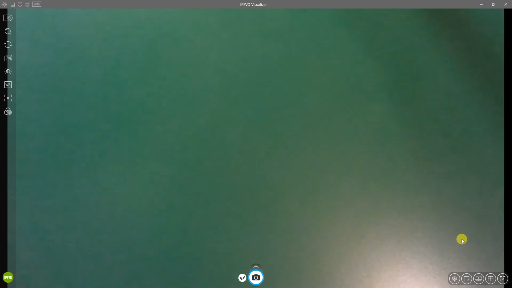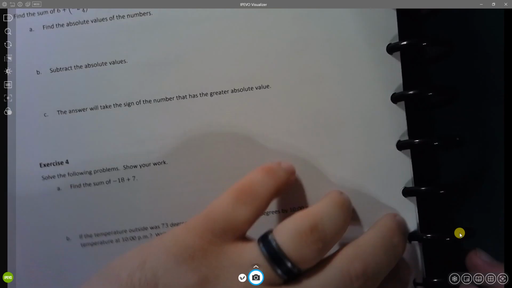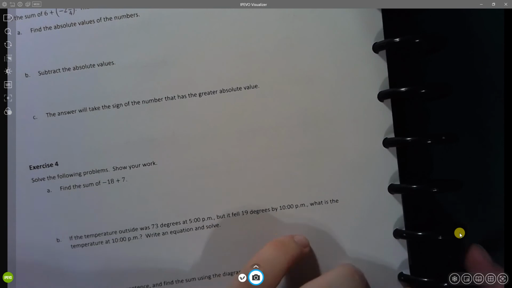Mr. Hale went too fast and pulled out pages from his book. All right, so let's see.